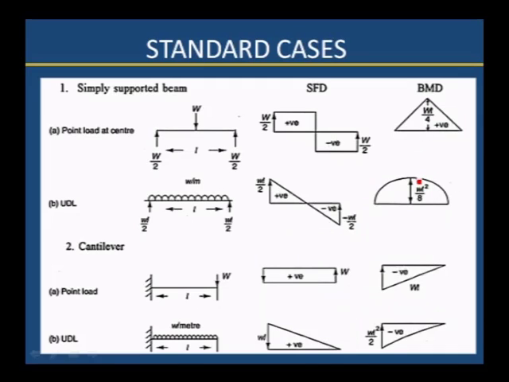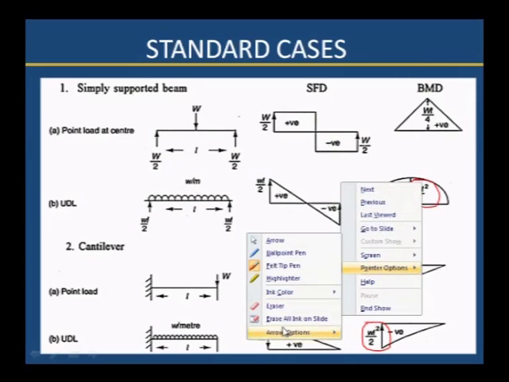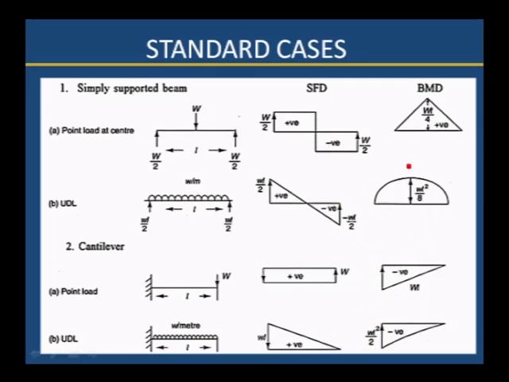we are using WL square by 8. And if it is a cantilever beam carrying a point load, the maximum bending moment will be W into L. If it is a cantilever beam carrying a uniformly distributed load throughout its length, its value is WL square by 2. These are the 4 standard cases which we discussed in the bending moment and shear force diagram unit. The same we are using here for calculation of maximum bending moment.